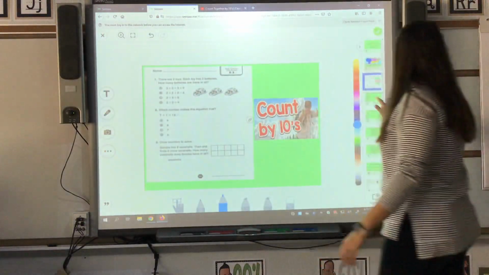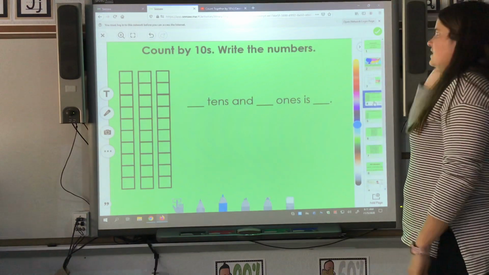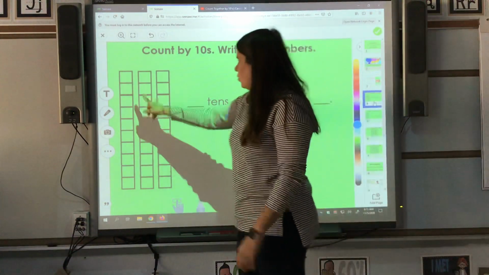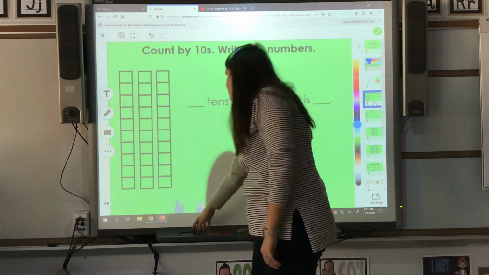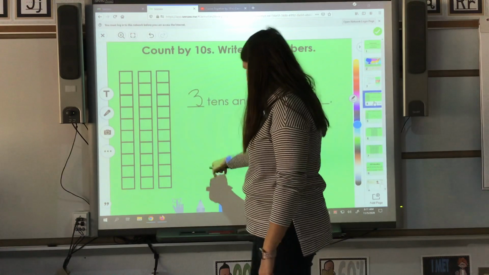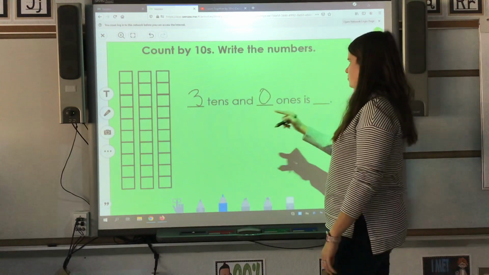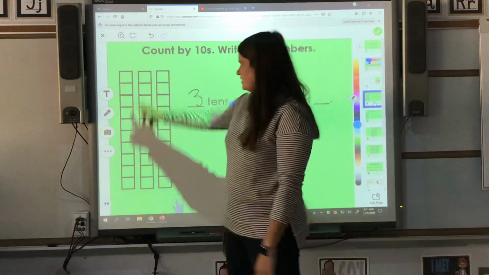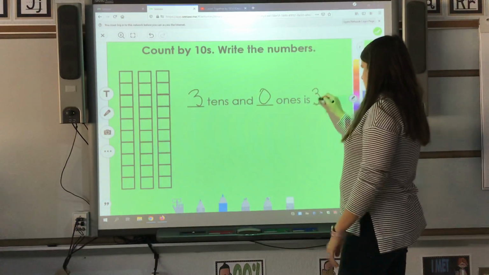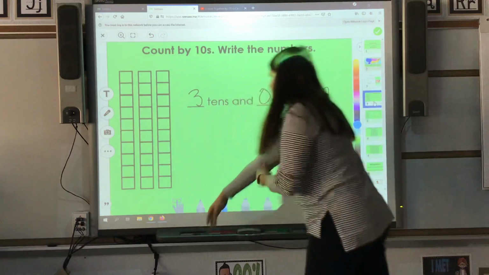Okay. So this says count by tens and write the numbers. So we have 1, 2, 3, so blank tens and blank ones. We have 3 tens and I don't see any ones. So 3 tens and 0 ones. 10, 20, 30. 3 tens and 0 ones is 30.